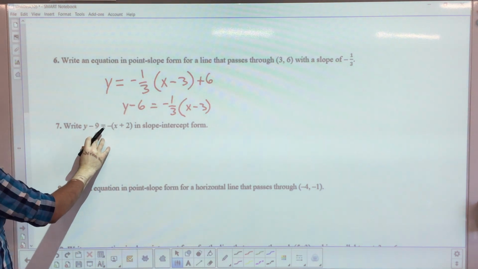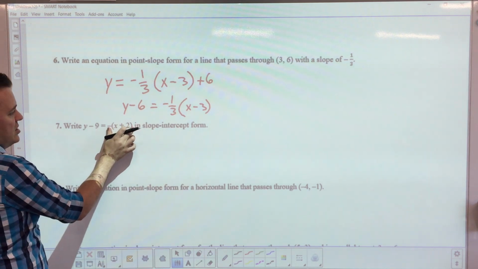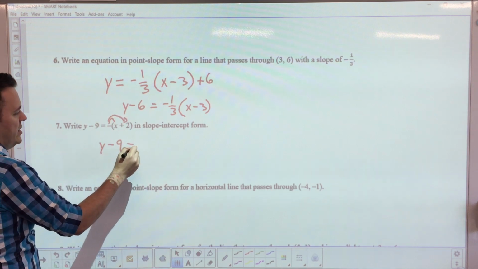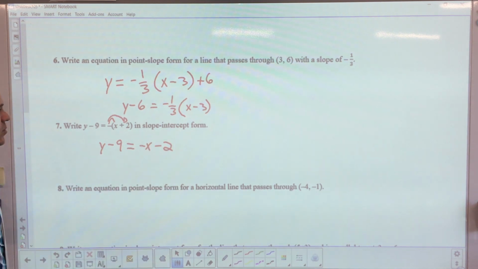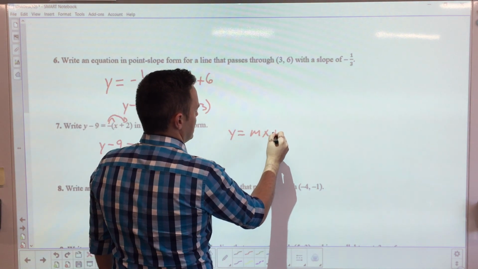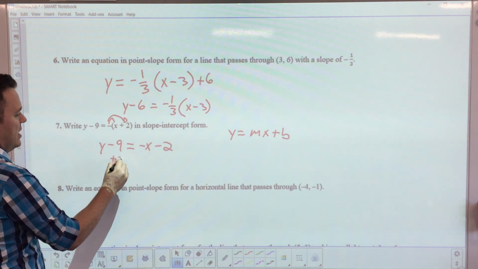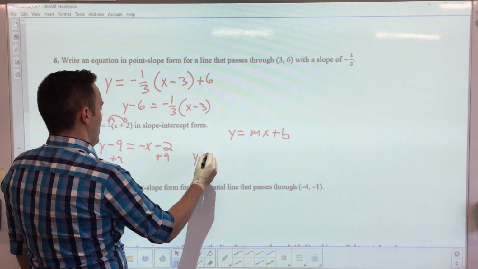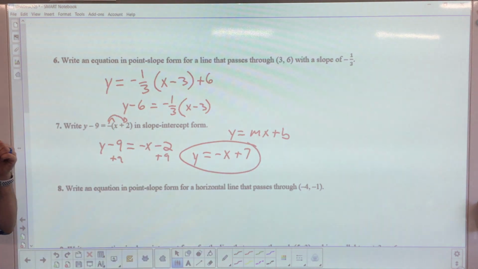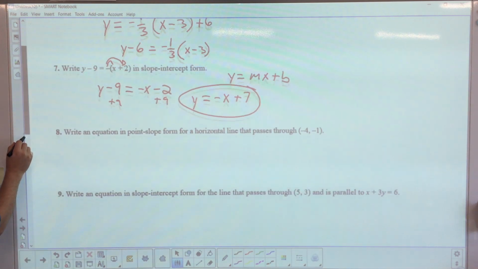All right, write y minus 9 equals negative x plus 2 in slope-intercept form. So what do you think the first thing you want to do is? Distribute the negative, right? So it's going to be y minus 9 equals negative x minus 2. We need to write it in slope-intercept form, which is y equals mx plus b. So all you're going to do is bring this 9 over by adding 9 to both sides, and your equation would be y equals negative x plus 7. Pretty simple. The trick with this one is distributing the negative appropriately. Please make sure you do that.